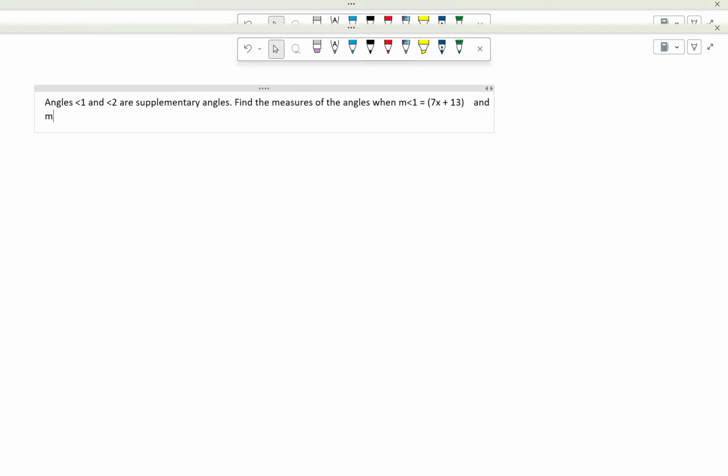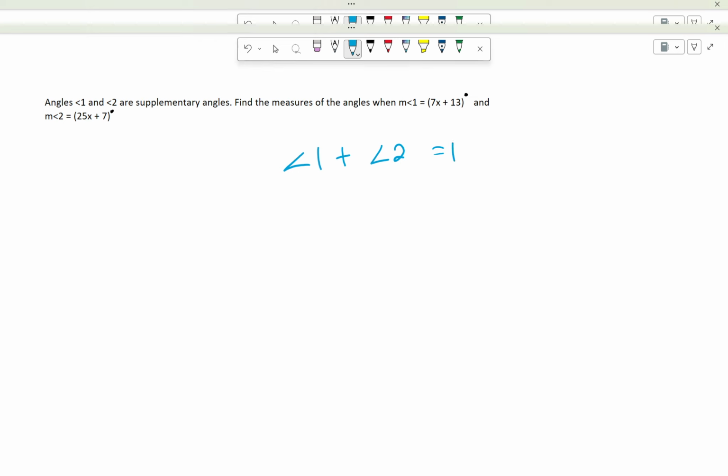And the measure of angle 2 is equal to 25x plus 7 degrees. And remember, we need to put this little angle symbol in there. I need this definition of supplementary angles, which states that angle 1 plus angle 2 is equal to 180. And that's because that's how we define supplementary angles.